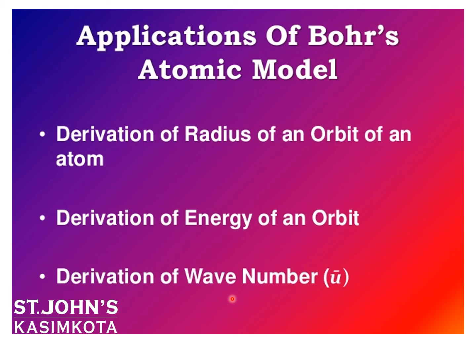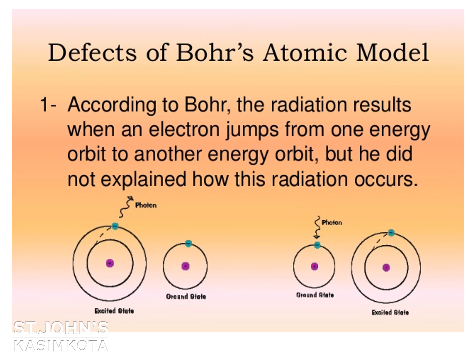So using Bohr's atomic model, we can derive even the wave number, meaning frequency can also be calculated. So automatically it gives the value of energy, and using the angular momentum value we can find the radius of the orbit. So these are the applications of Bohr's atomic model. But it has its defects, it has its flaws. What they are, let's see.